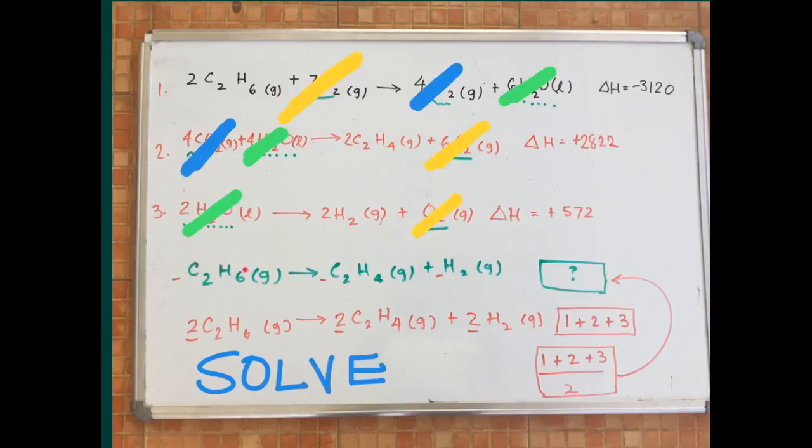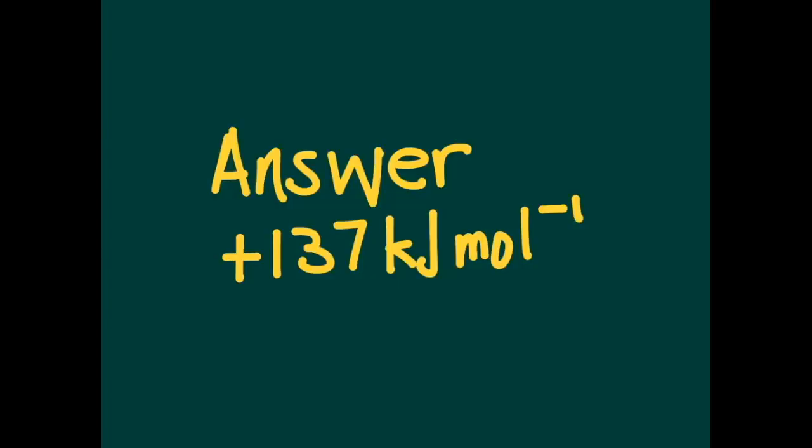Because the equation that you desire is just C2H6 and not 2C2H6, then we take the sum of 1 plus 2 plus 3 and we divide it by 2. This answer would give us the enthalpy change associated with the given equation. And the answer comes to positive 137 kilojoules per mole.